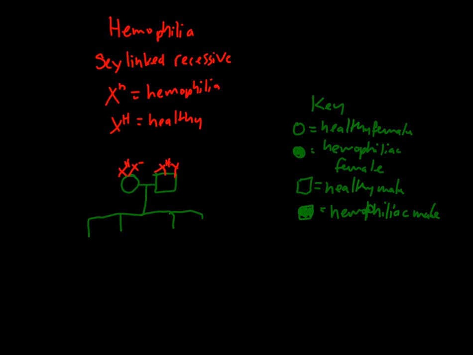Okay. So we draw out our 4 kids. And we draw out that by chance they had 2 sons and then 2 daughters. Okay. And let's say one of the sons actually has hemophilia. Okay, and then the rest of the kids are all healthy.